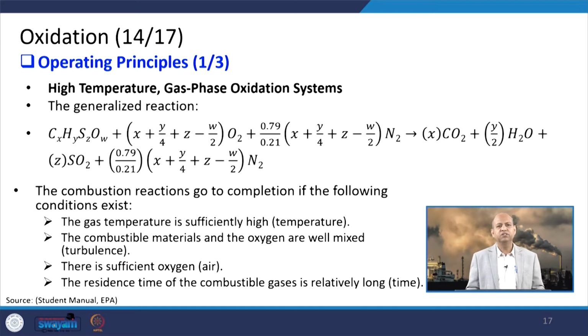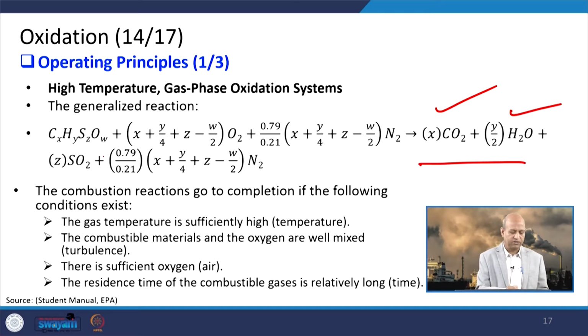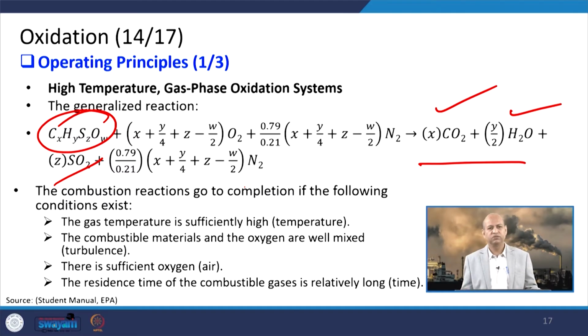And high temperature gas phase oxidation systems, which we are talking about in this particular general form, this is the basic oxidation when we convert it into CO2 and H2O basically, okay. And if sulfur products are there in this particular fuel, then SO2 will also be there, and some other products related to nitrogen. So, the gas temperature is sufficiently high, which is very important for the combustion reactions to go to completion, complete oxidation. For that we need the gas temperature adequately high, okay.